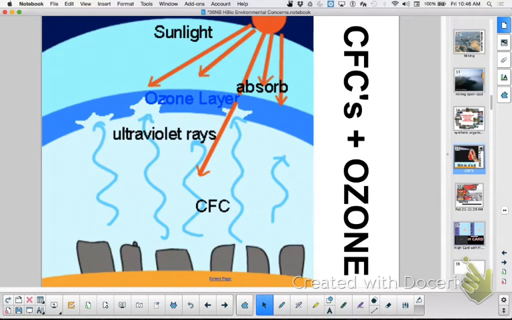Okay, so what are we concerned about with the ozone? Tell me. It breaks down when protected from UV. Yeah, we need it for protection, right? And keep in mind, those UV rays aren't good for us.